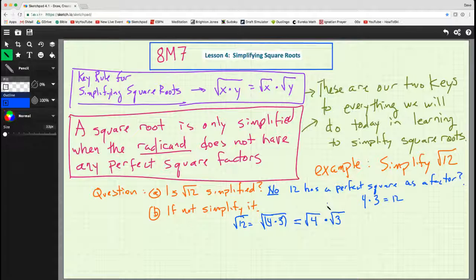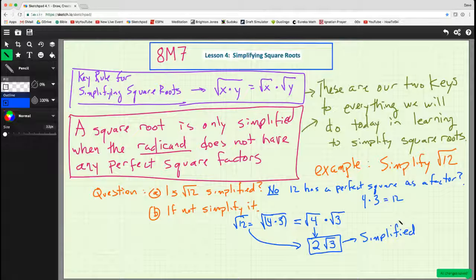Now we know what the square root of 4 is, and that's 2. And the square root of 3 cannot be simplified any further because 3 has no perfect squares as a factor, other than 1, but that doesn't count. So the square root of 12 equals 2 root 3. And this is simplified.